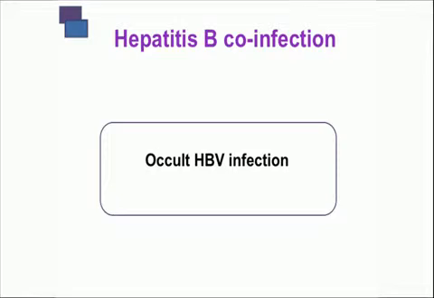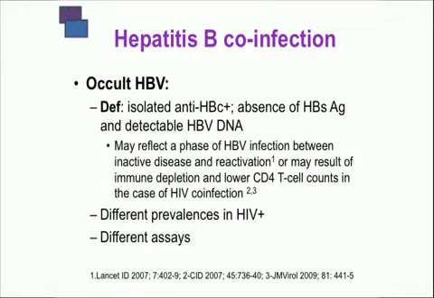Regarding another important question, the occult B infection, this has been analyzed for many years, not in HIV, of course, before HIV was known. And what about the HIV population? First of all, the definition of this entity is the presence of the DNA in the absence of HBs antigen. So there's no HBs antigen, and there is replication of the virus. Sometimes the only marker in the blood is this one. So it's very common in the HIV population that the only isolated serological marker is anti-HBC.